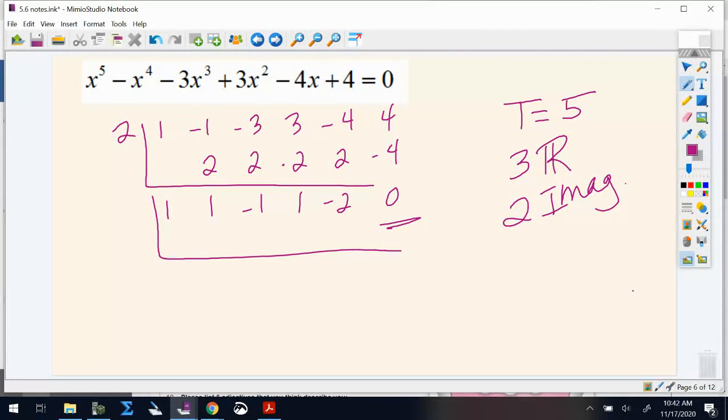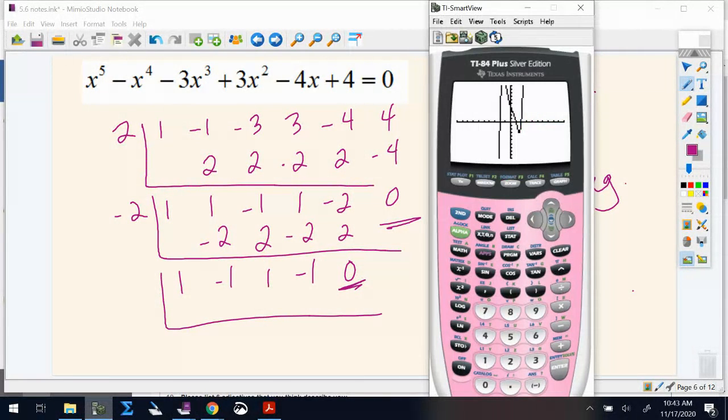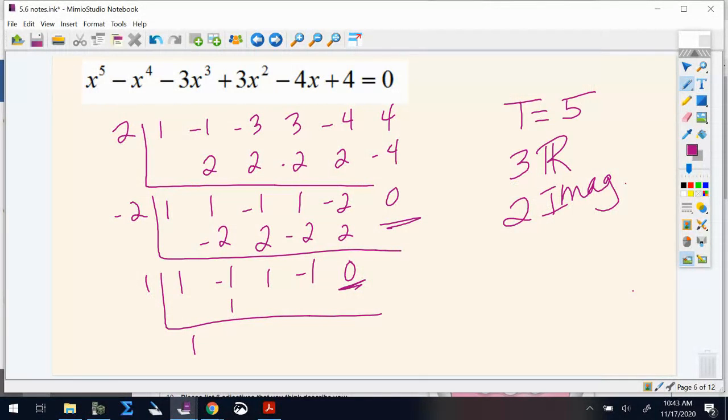Now let's try -2. Drop down, multiply, add, multiply, add, multiply, add. When the numbers are small, sometimes I get mixed up, so try and take your time. That worked. And the last one, let me go back to my picture, was 1. So I'm going to put a 1 out here. 1, multiply, add, multiply, add, multiply, add. So I get solutions of negative 2 and +2 and +1.